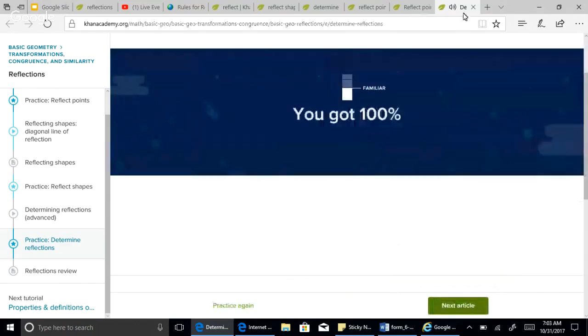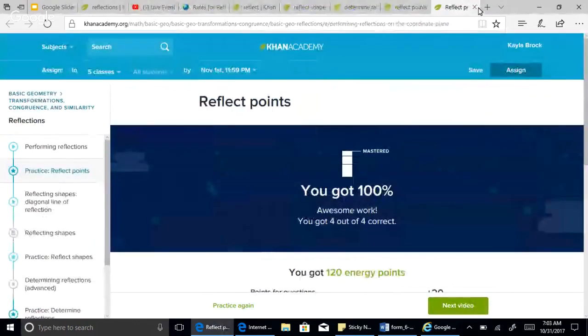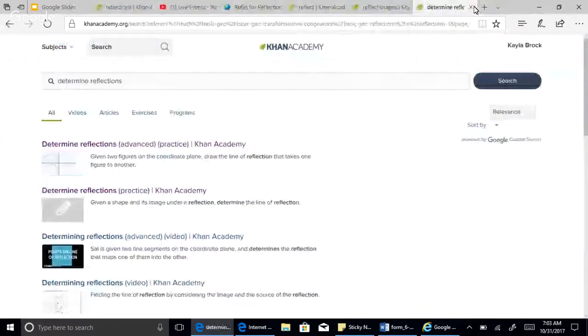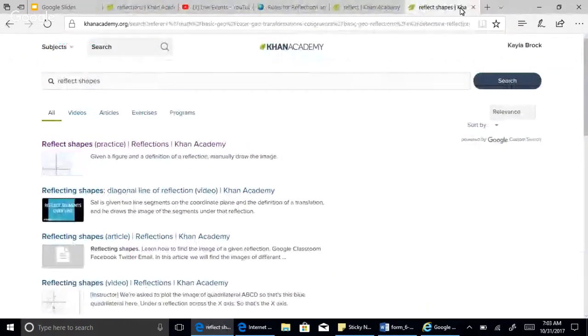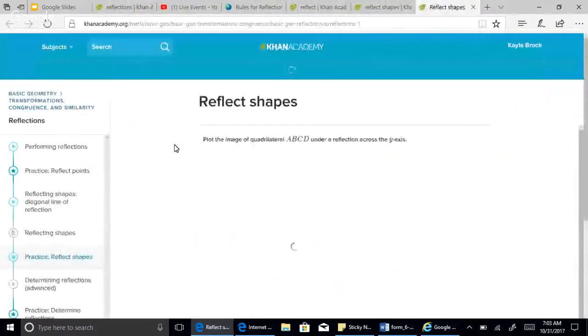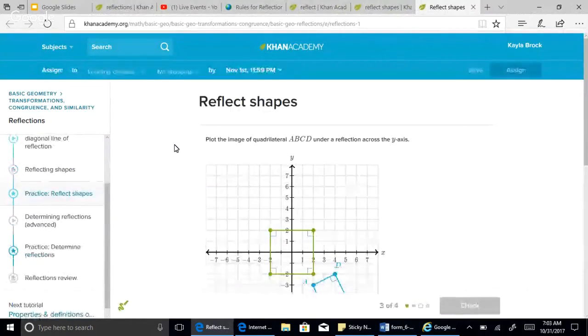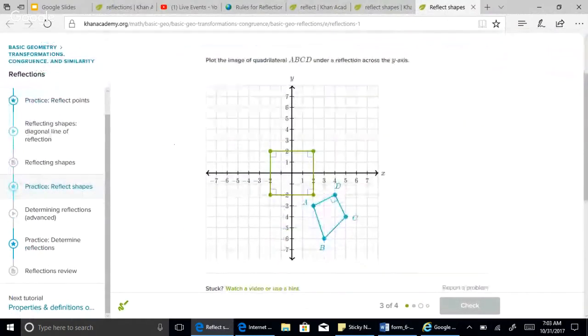Now we want to be able to reflect shapes. This is reflecting points, determining reflections, reflect shapes. This is what we want. And this will be in your assignments category on Khan Academy, so you won't have to worry. So now what we have to do is plot the image of quadrilateral ABCD under a reflection across the y-axis. So let's look at what this is going to be.